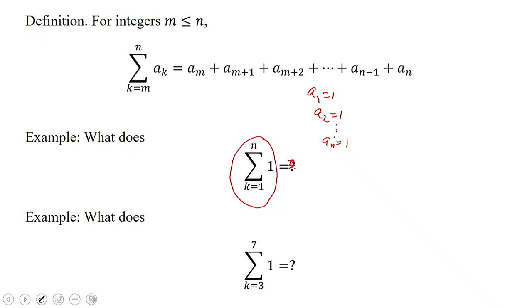So what this means is that it's 1 plus 1 plus 1, and so forth, all the way up to the last term, which is 1. And we do this how many times? N times. So we have n ones, and so it all adds up to n. And that's the interpretation that we give to this when we have a constant in there.